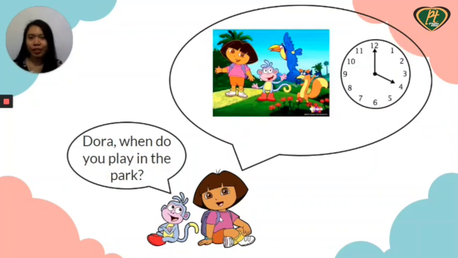Next question. Dora, when do you play in the park? Let's repeat the question. 1, 2, 3. Dora, when do you play in the park? Can you guess what does Dora say? I play in the park at 4 o'clock.